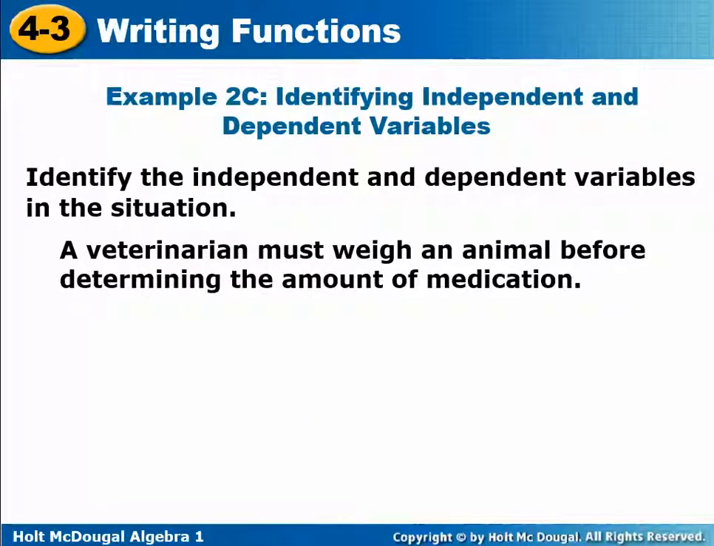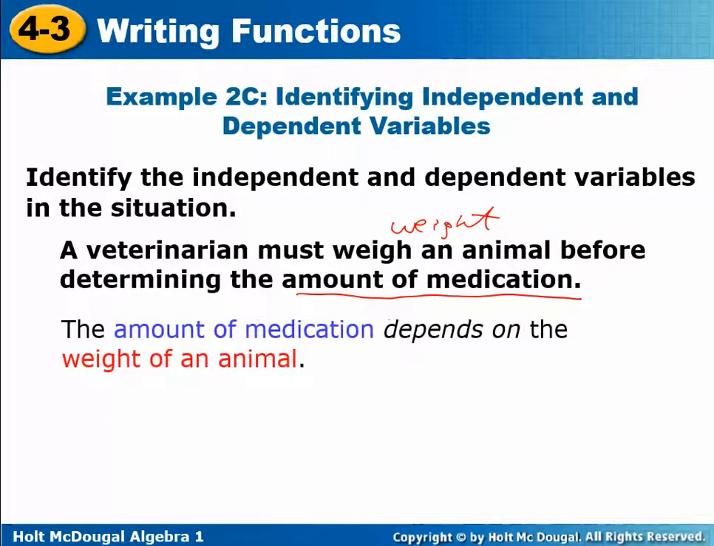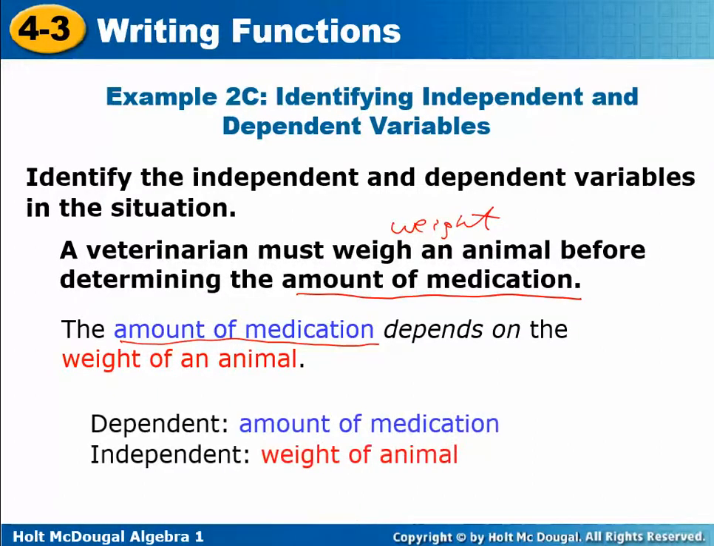Okay, let's find the independent and dependent variables for this one. A veterinarian must weigh an animal before determining the amount of medication. So we have amount of medication is one variable, weight of an animal is the other. Does the weight of the animal depend on how much medicine you give it? Or does the amount of medicine you give the animal depend on how much it weighs? I hope you'd pick the second one. The amount of medication depends on the weight of the animal. The first part is the dependent, the amount of medication. The independent is the weight of the animal.